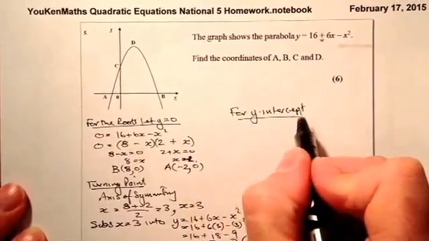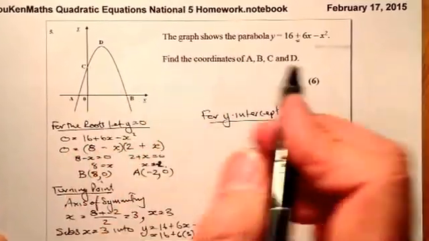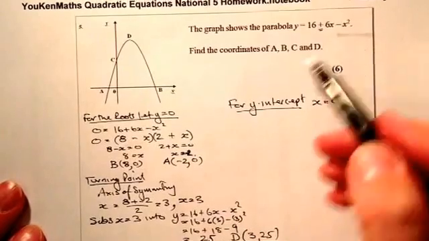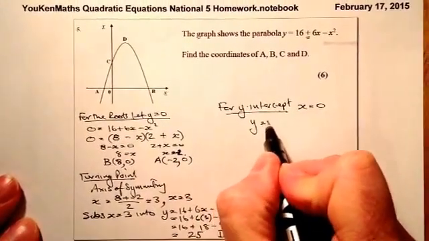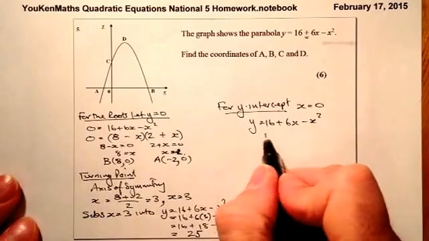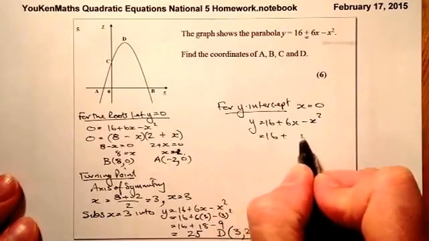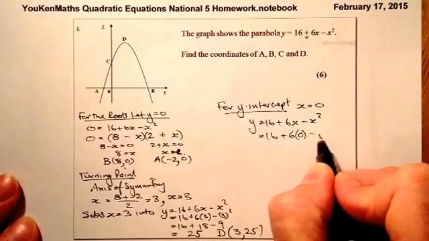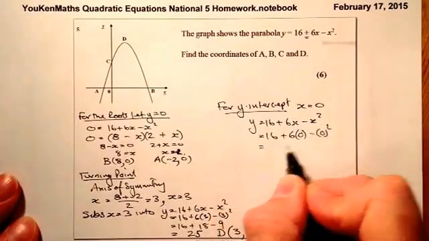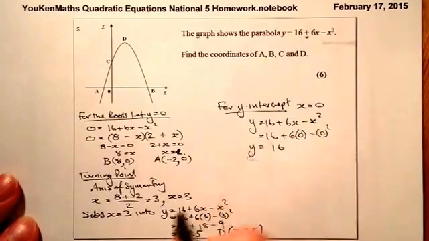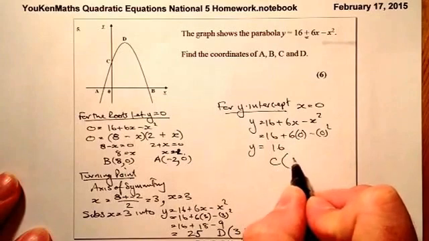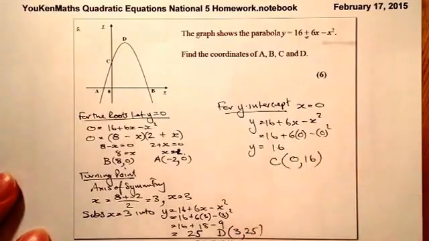Right, I know that for the y-intercept, my x-coordinate for C is going to be equal to 0. And I'll just substitute that in there. So y is equal to 16 plus 6x minus x squared. Hopefully got that right there. 16 plus 6 times 0 minus 0 squared. That should give me an answer of 0 coming out of there. Y equals 16. So the coordinate for C is going to be equal to 0, 16.